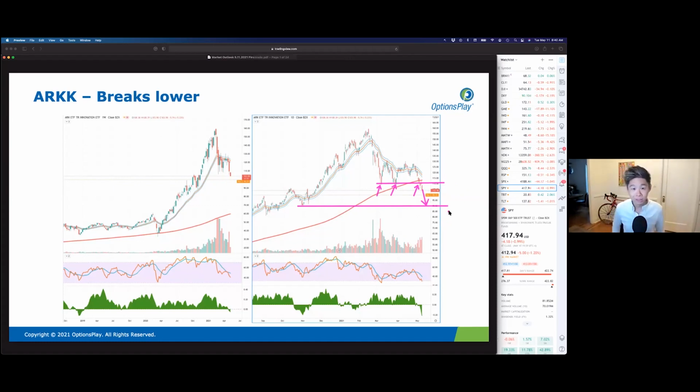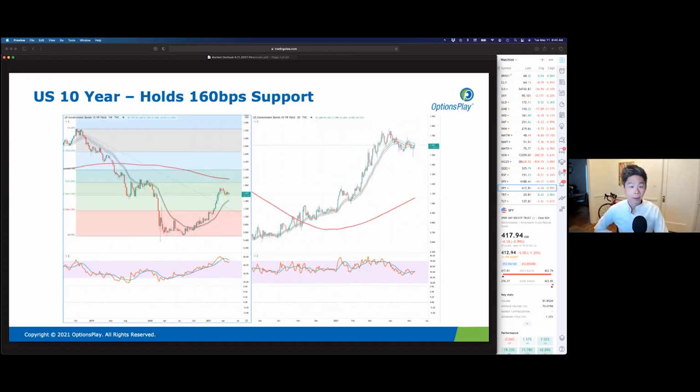So when you ask, is it time to buy these higher beta tech names? I think there's a little bit more downside here to some of those names than a buying opportunity just yet. And some of that view is extrapolated from our views on interest rates. So this is the 10-year yield.